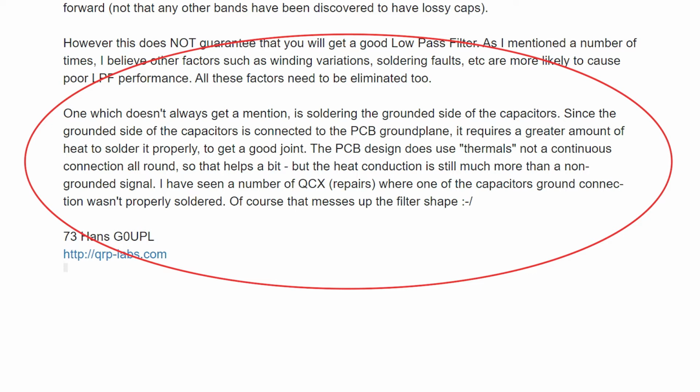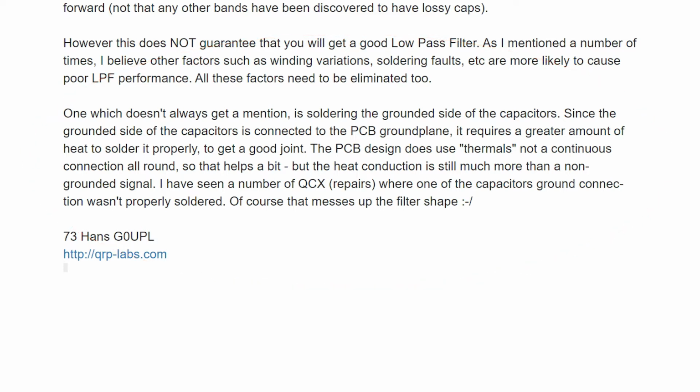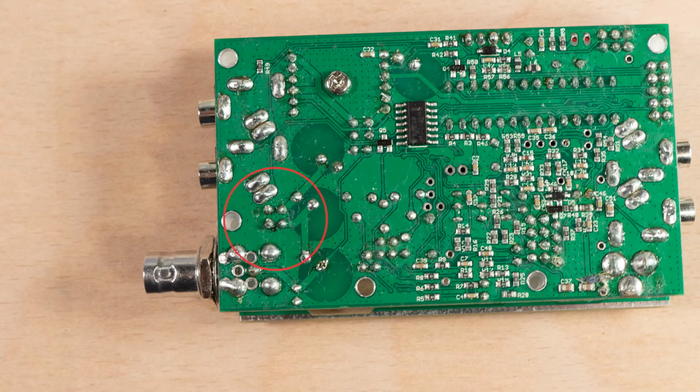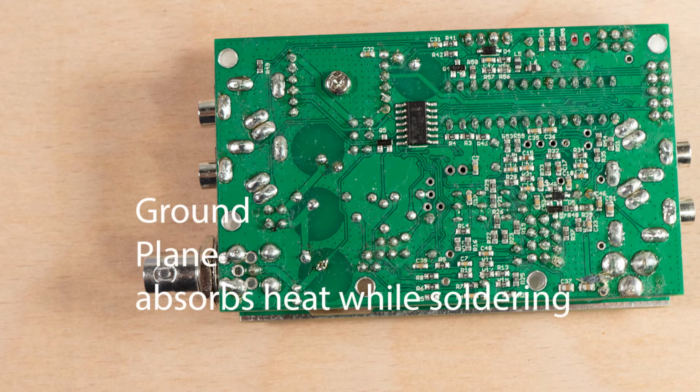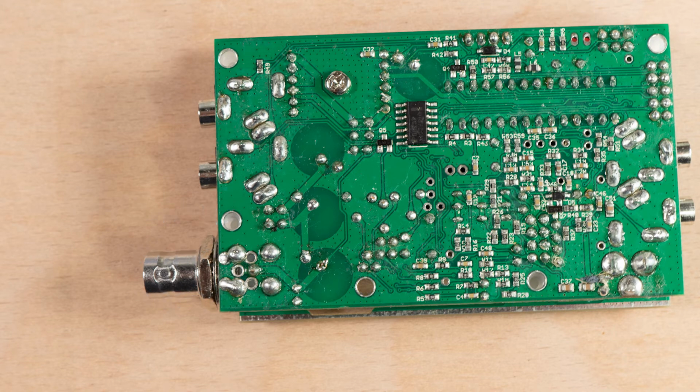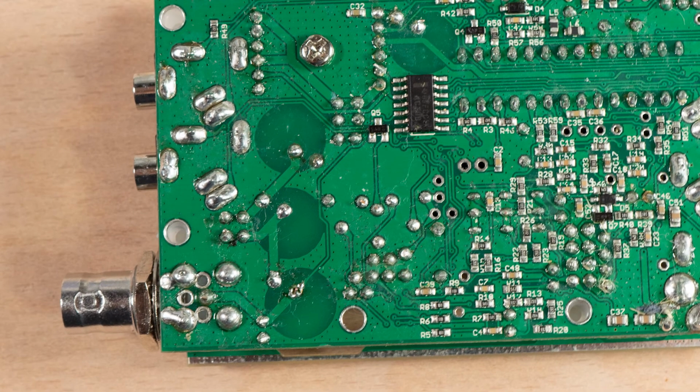So I went back to my board and amazingly, despite all the care I'd taken, I found that one of the filter capacitor grounds didn't have a good enough solder joint. His point about the ground plane taking up the heat is a good one, and it's a lesson learnt for me. I re-soldered the joint with more flux and more heat, and then a retest showed immediately that power was coming through.